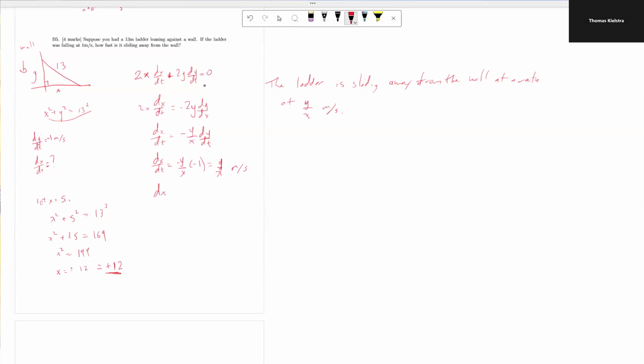So dx by dt would equal, this should be a y over x, so 12 over 5 meters per second, or 2.4 meters per second. And again, we don't like this number. This 2.4, if you want to see how many whole numbers it is, is 2 and 2/5. Nice mixed fraction. Okay, but this is more than valid.